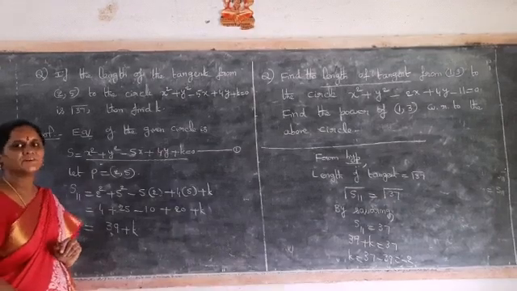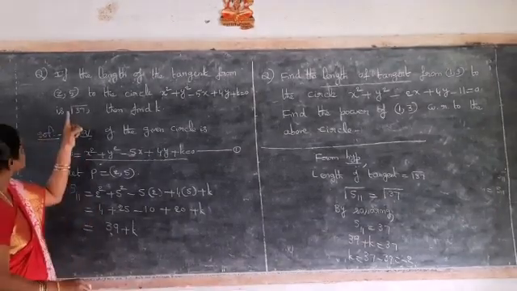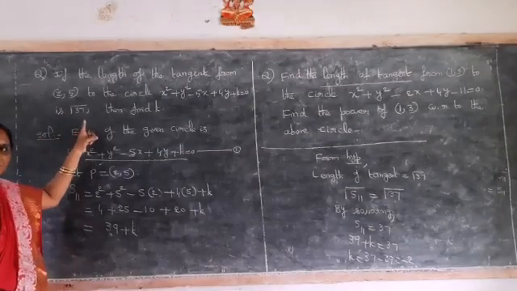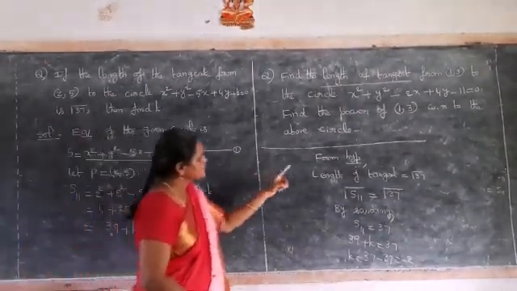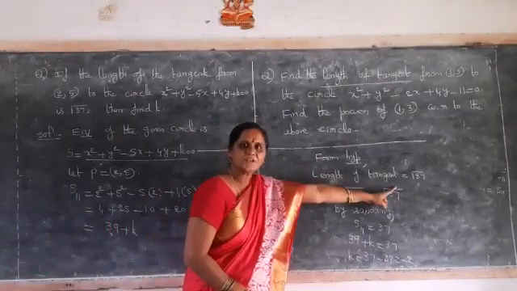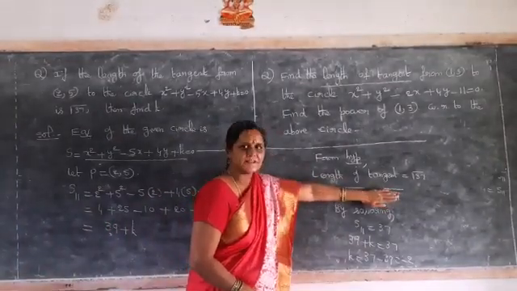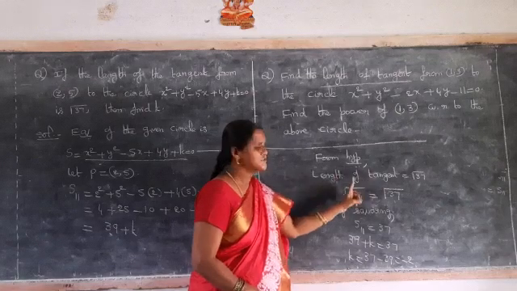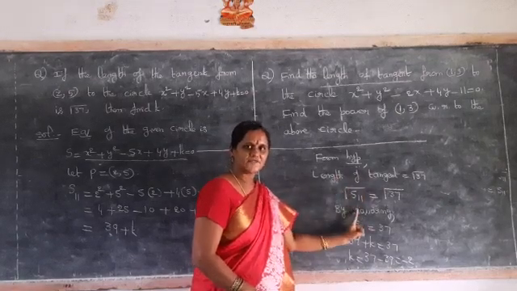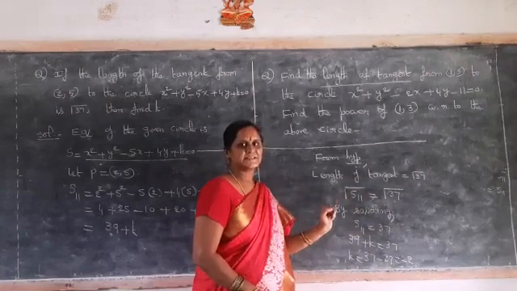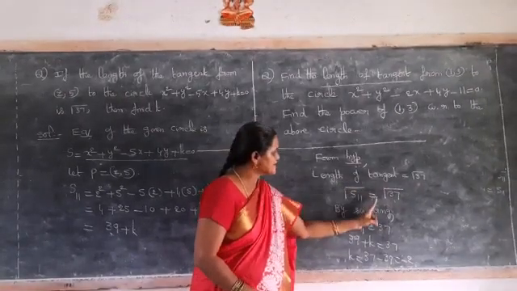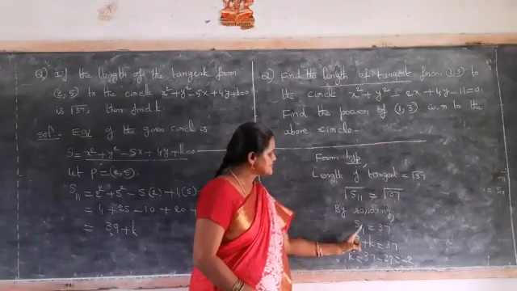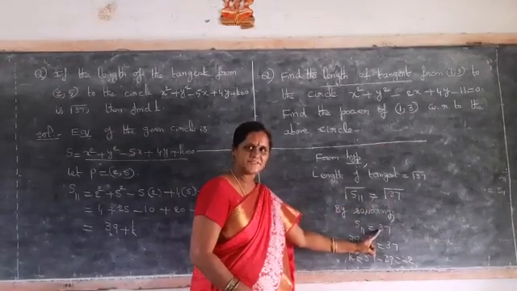Next you apply our hypothesis. Our hypothesis is that length of tangent is equal to root 37. So from hypothesis, length of tangent formula root S11 is equal to root 37. Next, I have done squaring. Then the square roots are eliminated. You get S11 is equal to 37.